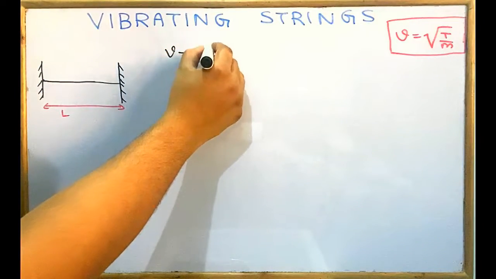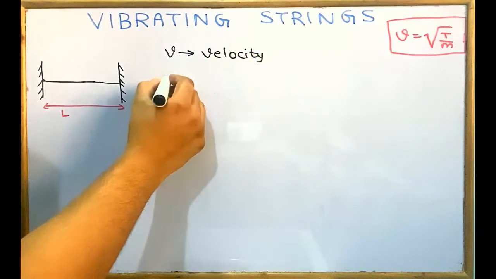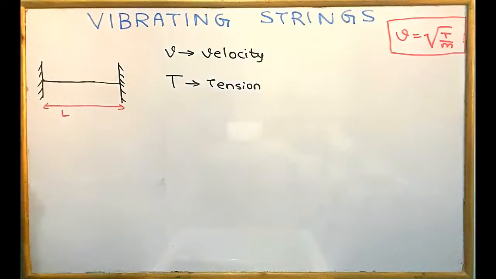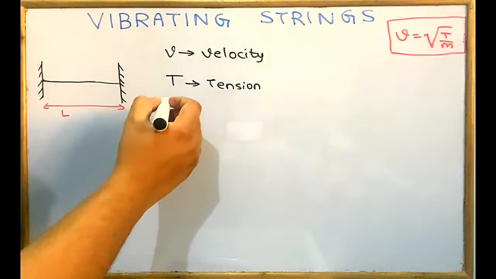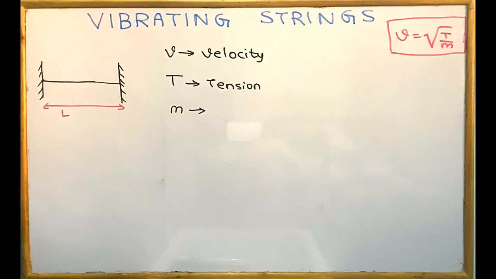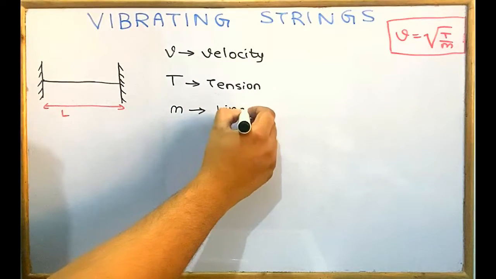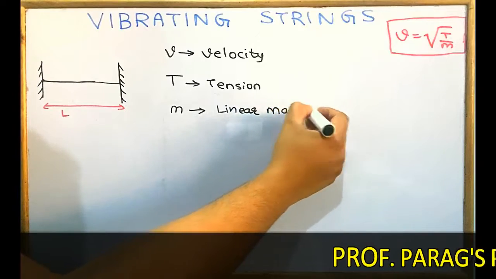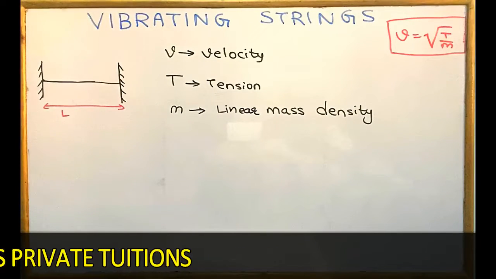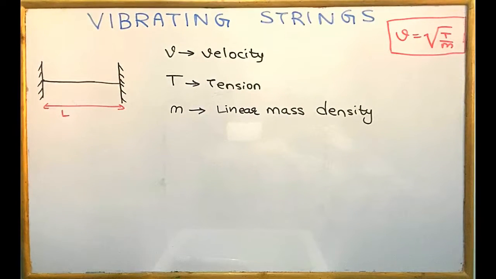Obviously V is the velocity. T, as you can guess, would be the tension in the string, right? Because if the string is slack, it won't give you a sound. It has to be a tight string, which is under some tension. So that's T. Now this term is very interesting, the letter small m. The letter small m stands for linear mass density. Very interesting. Small m here does not refer to mass. It's linear mass density.